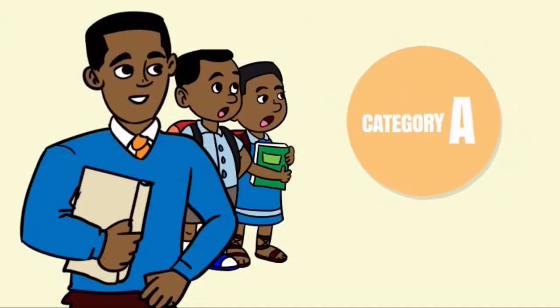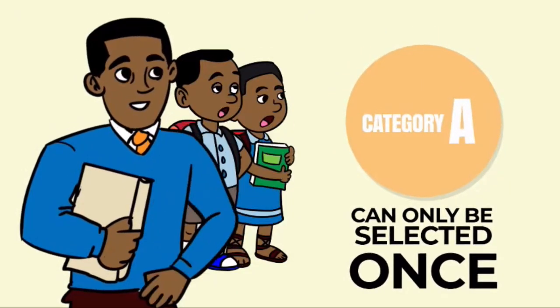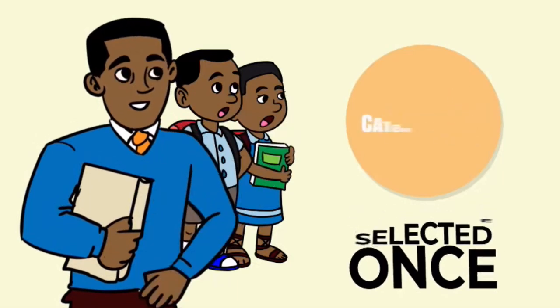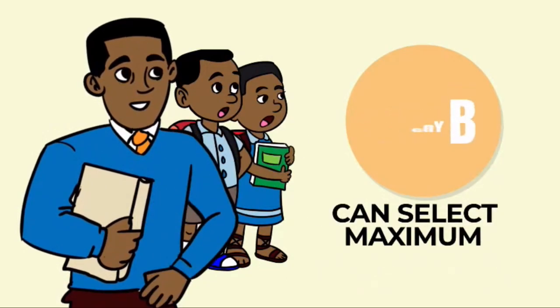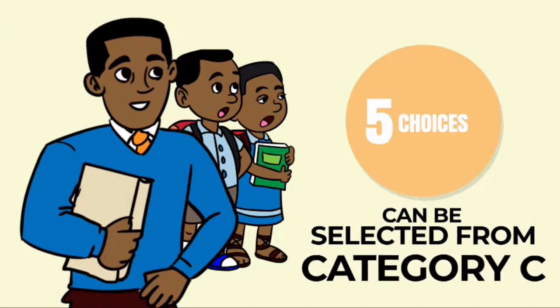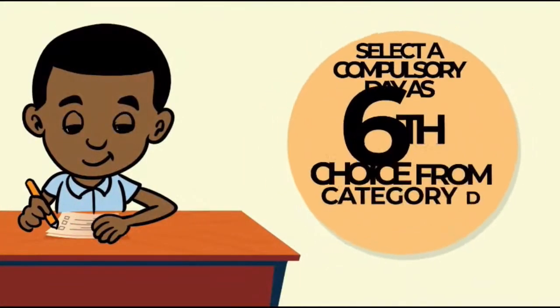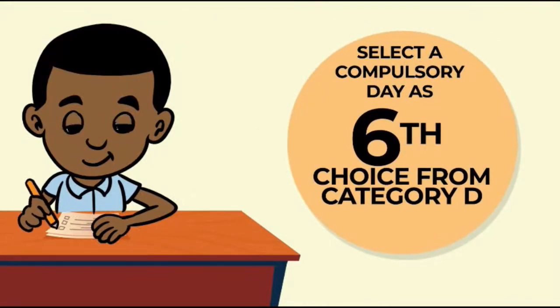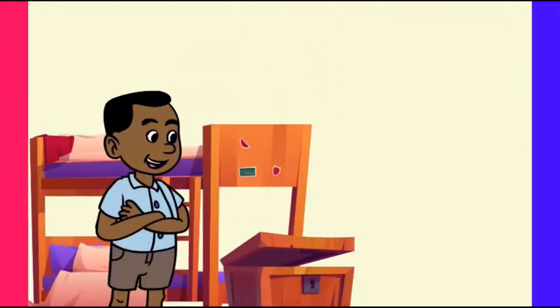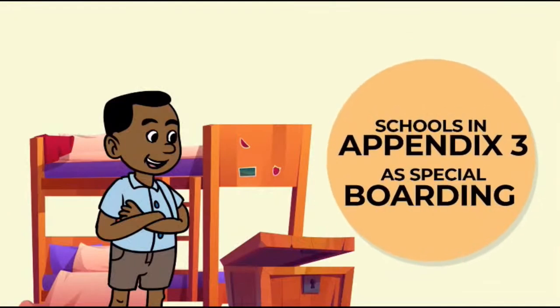Candidates and parents should know that category A schools can only be selected once, and category B schools can be selected twice. A candidate can select all 5 choices from category C. Additionally, candidates are to select a compulsory day as 6th choice from category D, or choose boarding school from the list of schools in Appendix 3 as special boarding.